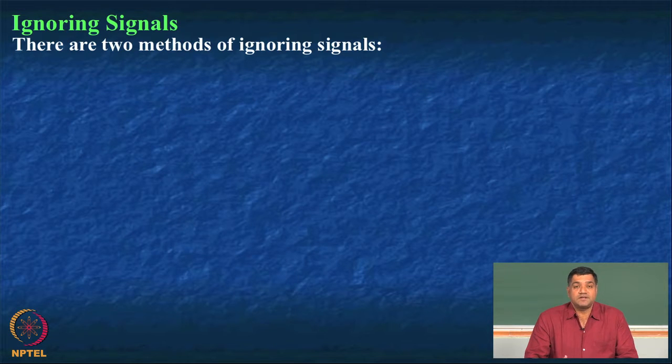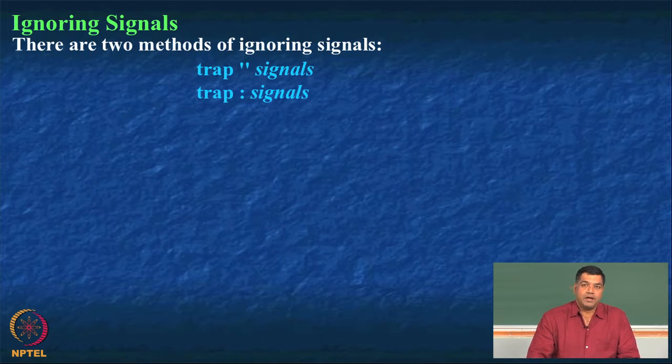The first method we saw in the last session: by putting a return statement in the signal handling routine, we will be able to take action on the signal or we can just ignore it. The other way of doing it is something like this: you can put a trap and then give a null and then give the list of signals for which you do not want any action to be taken, or you can put a colon symbol after the trap command and then ignore whatever signals you want to ignore.